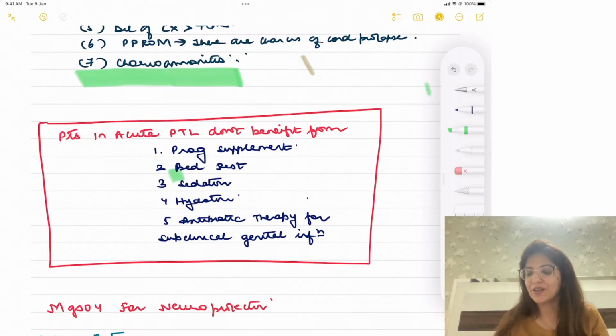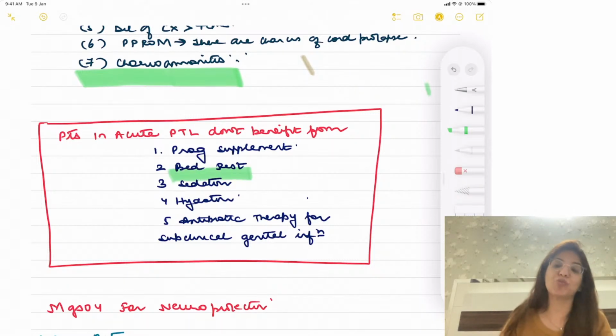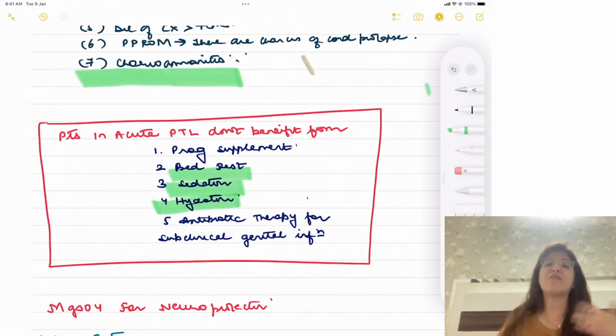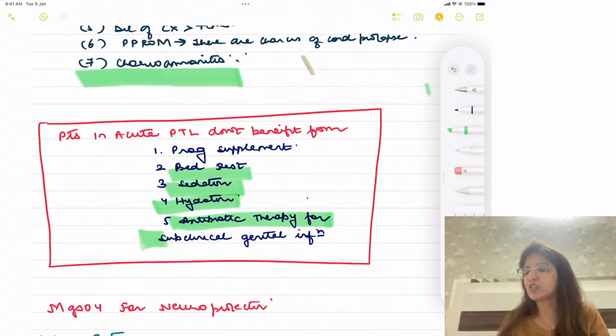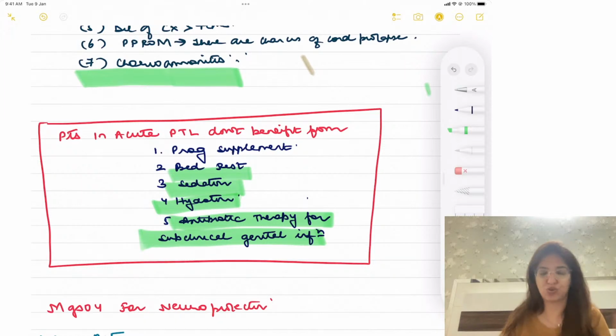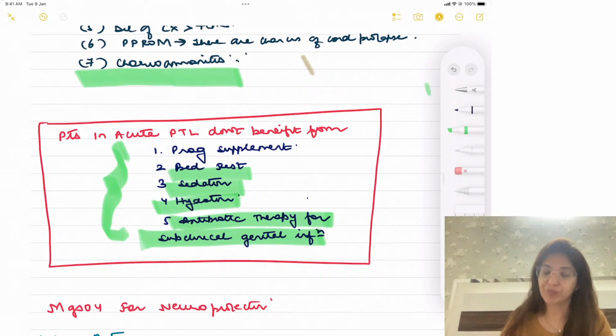Then bed rest. Bed rest is not a method to treat preterm labor, right? Sedation is not going to help these patients. Hydration, IV fluids, is not going to help them. And antibiotic therapy for subclinical genital infections. You are going to give antibiotic therapy for GBS prophylaxis, but for treating subclinical genital infections, that's not beneficial, right? So these things are not beneficial in patients of preterm labor, right?